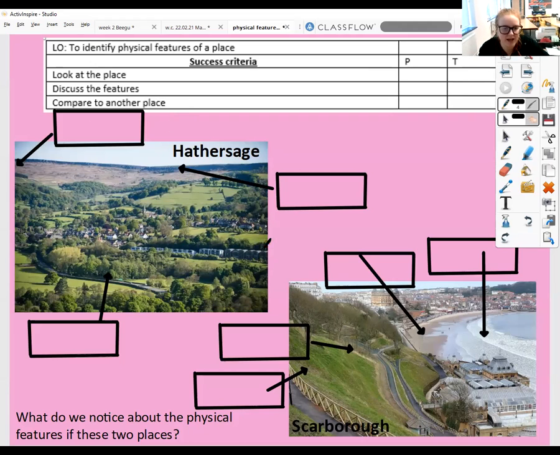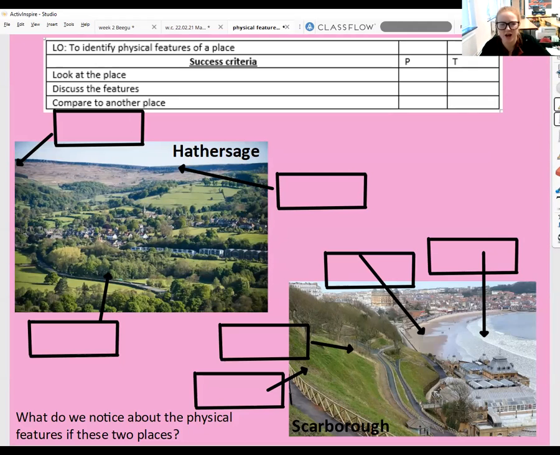So this first picture up here is Hathersage. Hathersage is quite a green area, isn't it? We see lots and lots of greenery, lots of trees, lots of fields, lots of grass, lots of plants growing. Up here we've got an arrow pointing, and I can see that it looks really steep and quite high. It looks like it might be made of rock. What is this up here? A cliff. Fantastic. So Hathersage has some cliffs on the outskirts.